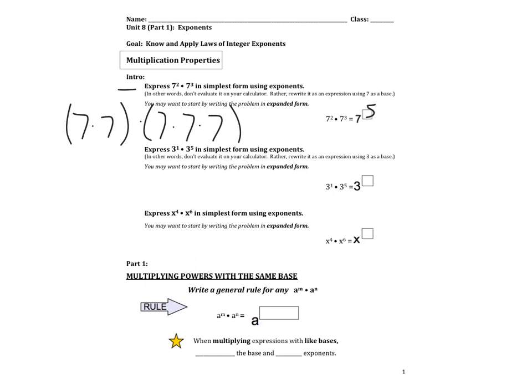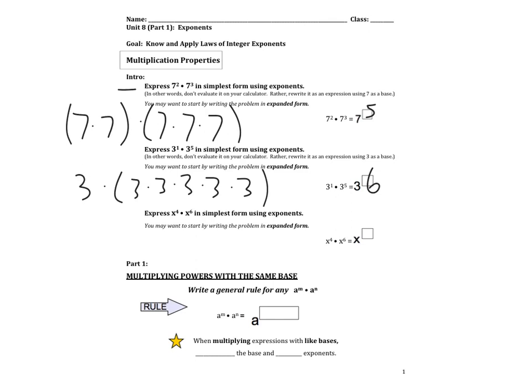Let's do the same here for 3 to the first times 3 to the 5th. That's 3 times 3 times 3 times 3 times 3 times 3. Well, how many 3's is that? It's 6. Maybe you're seeing a pattern here. 3 to the first times 3 to the 5th equals 3 to the 6th. How do you get 6 from 1 and 5?